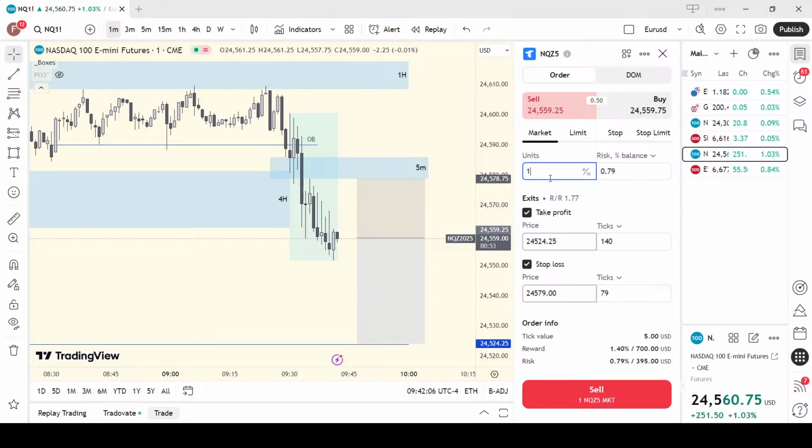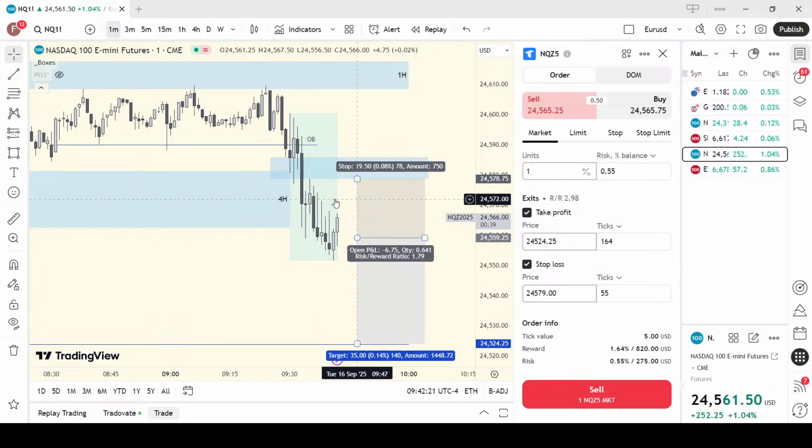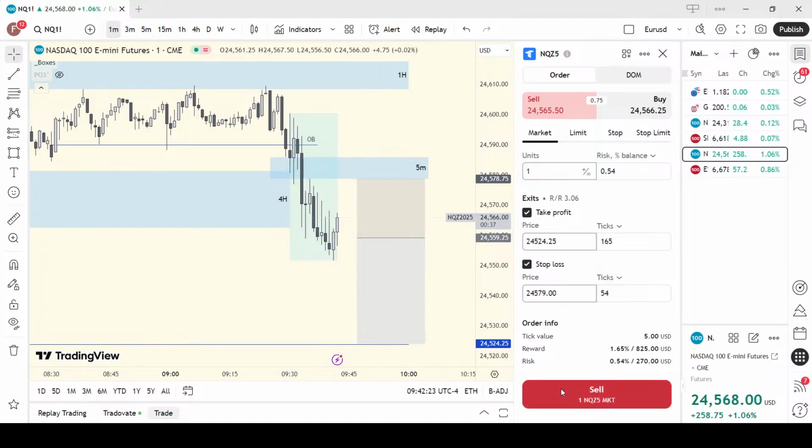If you use CFDs or if you use micros instead of minis on the futures, you can fine tune this a little bit more. For me, it's always around 1% here. And yeah, now I've got this all set up, right? And then boom, I could hit sell here, right? That's how it works.